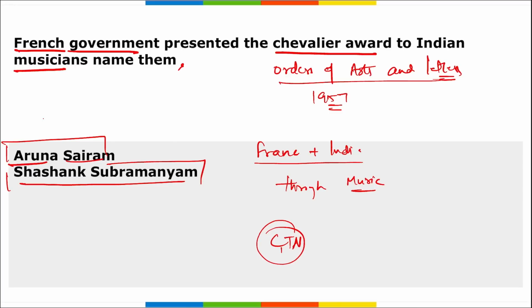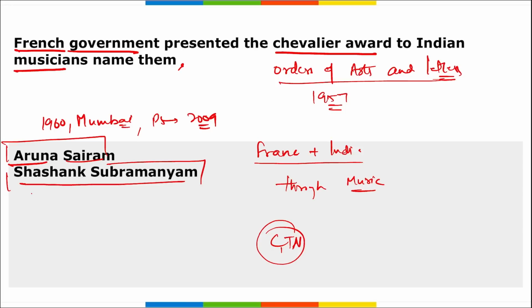Right, then if we talk about Aruna Sairam, she was born in 1960. She is from Mumbai, Maharashtra, right? And she is regarded as the music ambassador of India. Then she was awarded the Padma Shri for arts in 2009, correct? And she has also been elected as the vice chairperson of the Sangeet Natak Academy, correct?